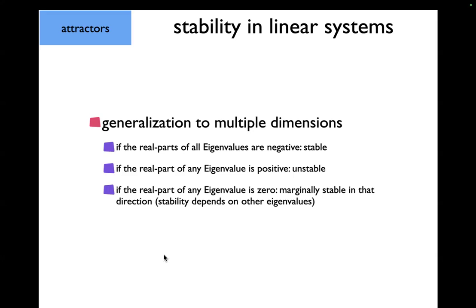And if there's a single eigenvalue where the real part is positive, then you have an unstable fixed point. It's an unstable direction. If there is a real part of any eigenvalue that is zero, then you have a marginally stable property in that direction. So technically, it's no longer asymptotically stable. If you don't know what eigenvalues are and so on, you don't have to learn it here. But that's, of course, the more general embedding of this.